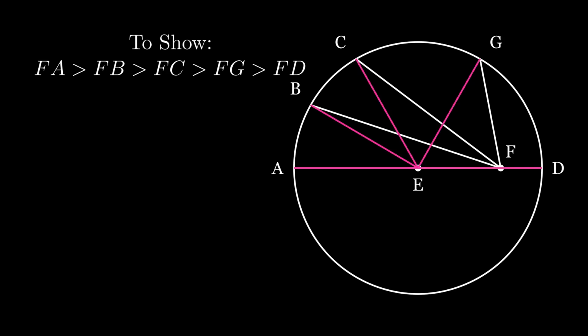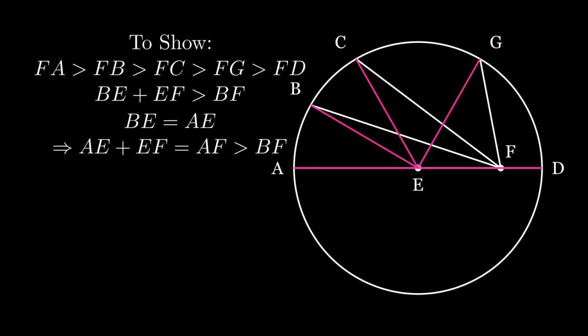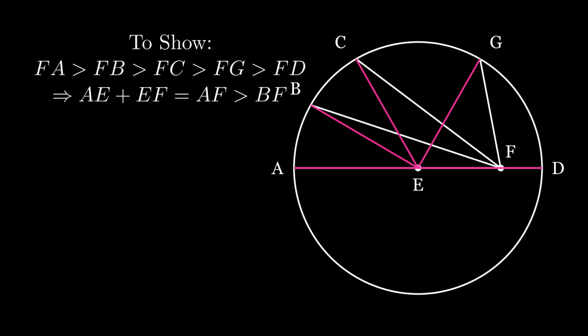Let's first prove that FA is greater than FB. BE plus EF is greater than BF. But since BE is equal to AE, being radii of the same circle, AE plus EF, which is AF, is greater than BF.